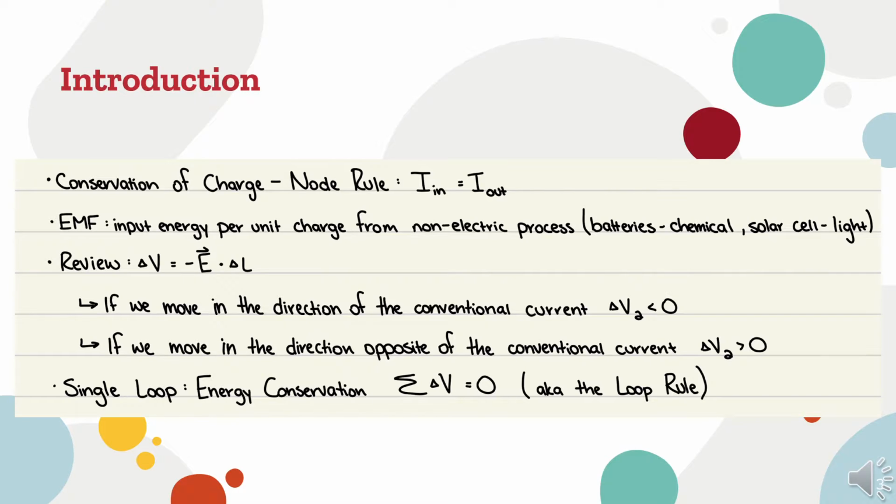In the beginning of this week's lecture videos, we learned a couple of important concepts. First, we learned about the node rule, which covers conservation of charge. Next, we learned the term EMF, which is the input energy per unit charge from non-electrical processes. The final point was the loop rule, which states that the sum of delta V in a circuit is zero.